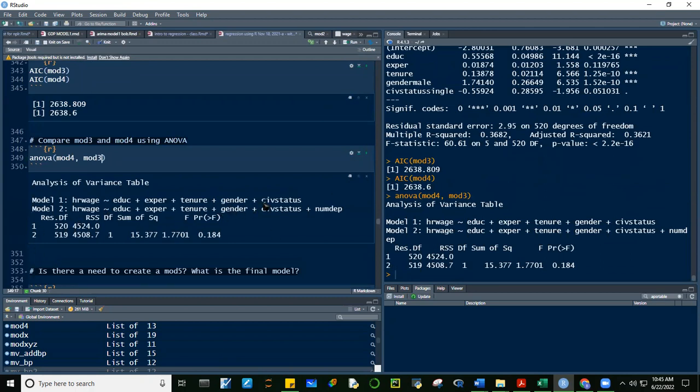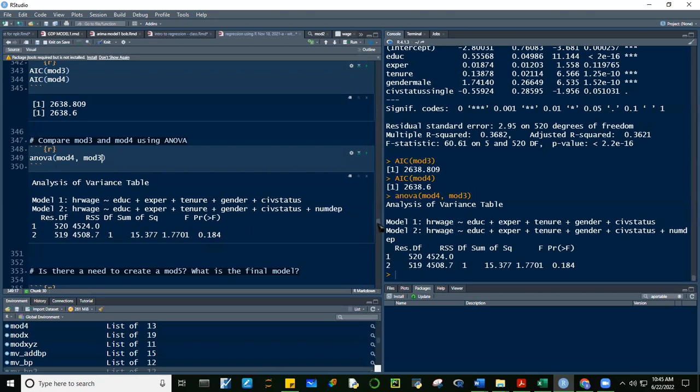Okay, so restricted natin ito. Wala ng race, wala ng number of dependents. Okay, p-value 0.184, therefore we fail to reject the null hypothesis that the restricted model is better than the unrestricted. So mas maganda nga, guys, si model 4. Si model 4 is the restricted, yung pinanggalan na natin ng number of dependents. So, this was statistically shown using the analysis of variance.